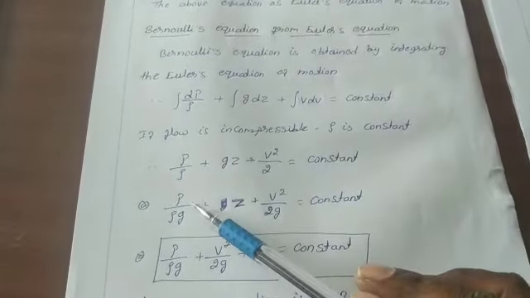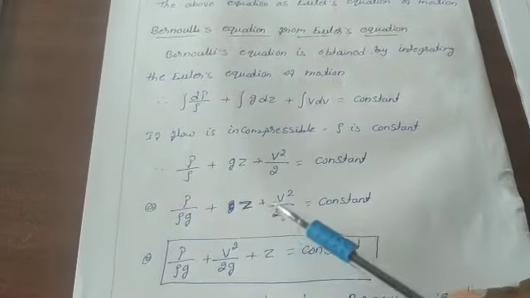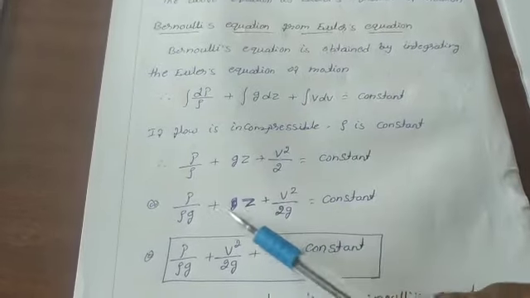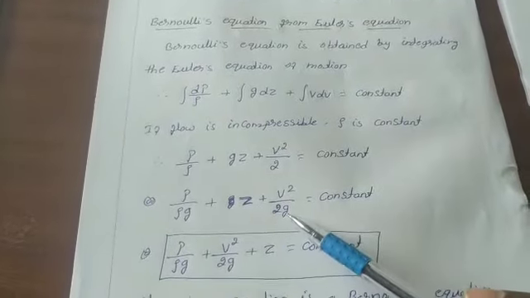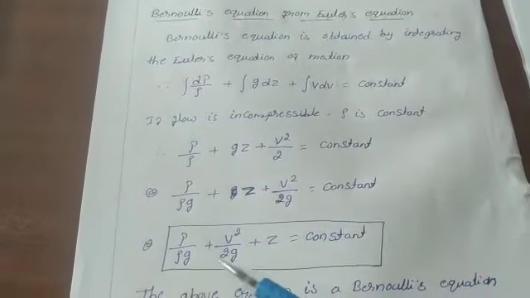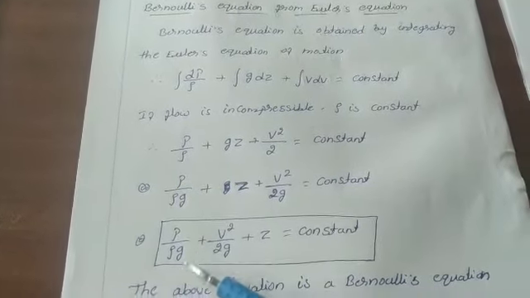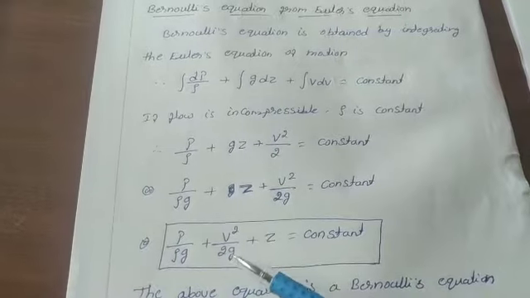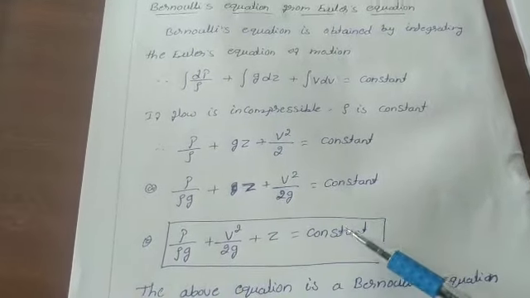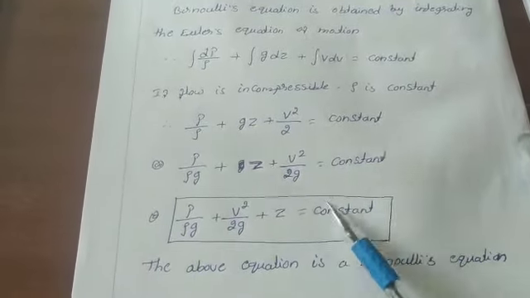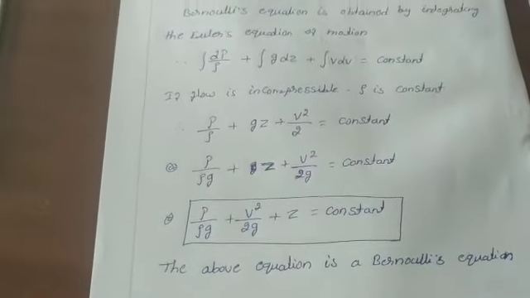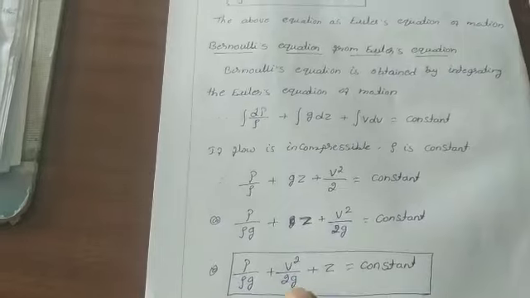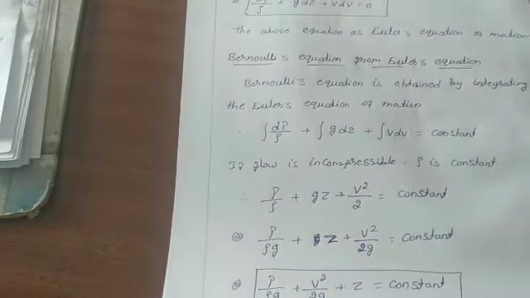So the entire term will be divided by g. Hence p by rho g plus z plus v square divided by 2g is equal to constant. This equation can also be written as p by rho g plus v square by 2g plus z is equal to constant. This equation is called Bernoulli's equation of motion. It is nothing but the integration of Euler's equation.